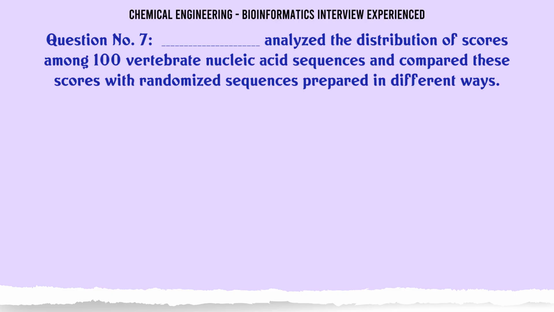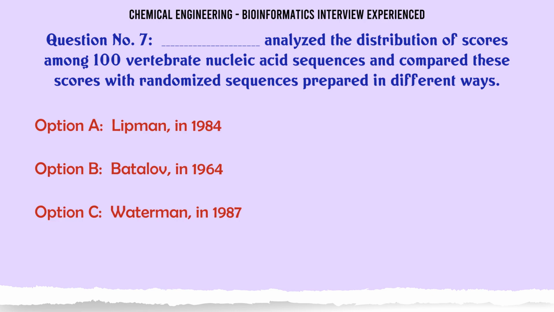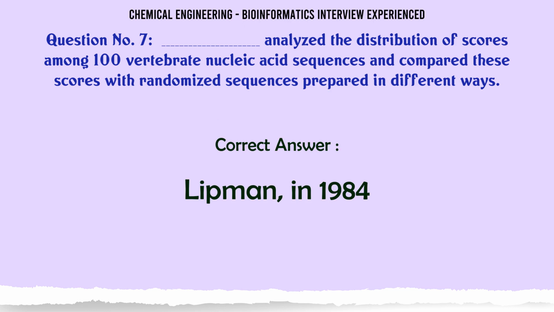___ analyzed the distribution of scores among 100 vertebrate nucleic acid sequences and compared these scores with randomized sequences prepared in different ways. A. Lipman in 1984. B. Butlov in 1964. C. Waterman in 1987. D. Lipman in 1967. The correct answer is Lipman in 1984.